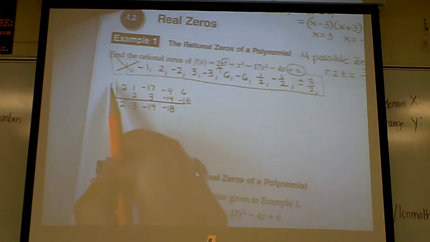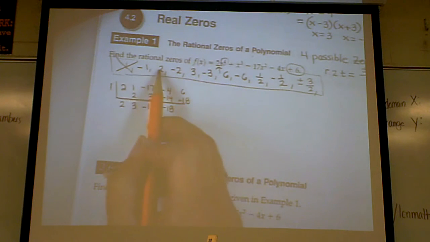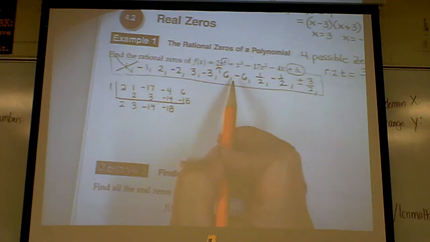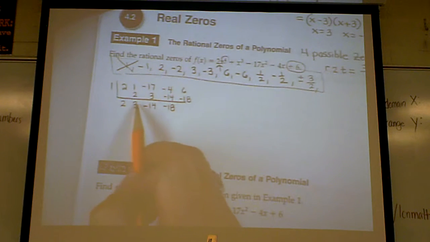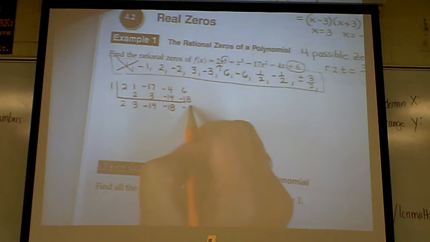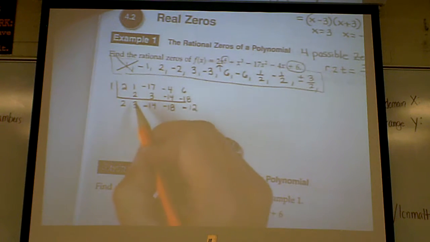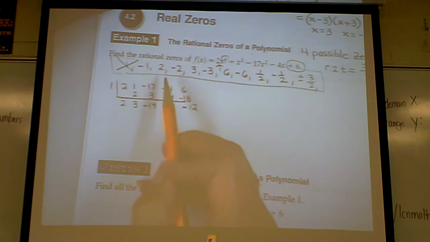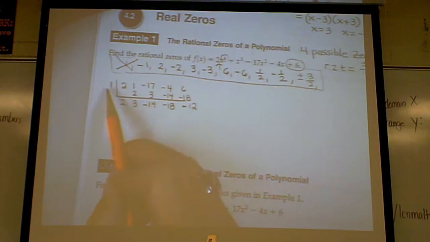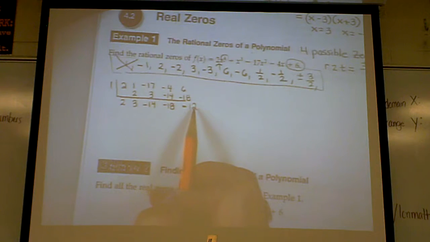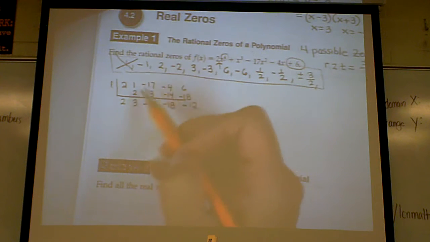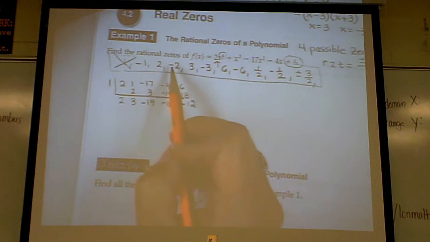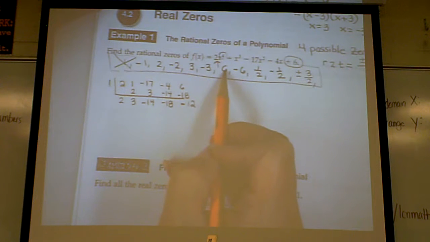If you try a positive number, like 1, 2, 3, 6, half, and 3/2, when this number that you're testing is positive, and all these numbers down here come out to be positive, that number was too big. So let's say we tried a 2, and we came up with all positive numbers down here. That number was too big. You got to go smaller. So what that test will show you is don't try 3. Don't try 6. Cross them out.